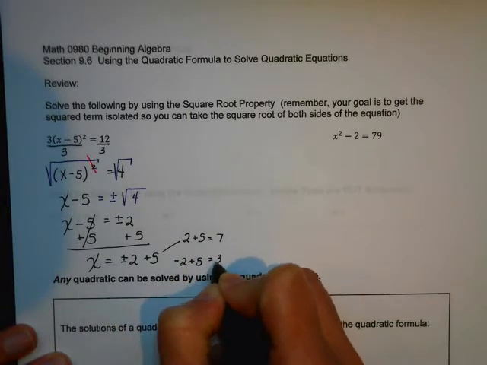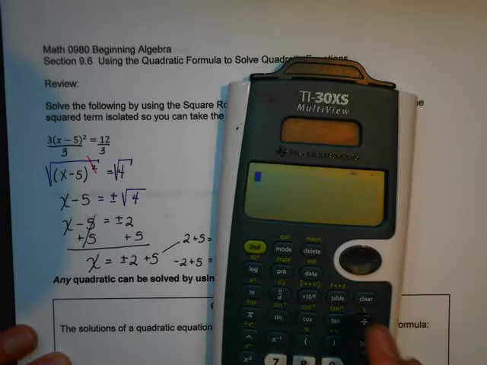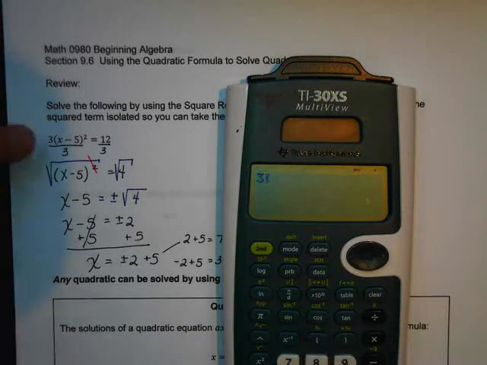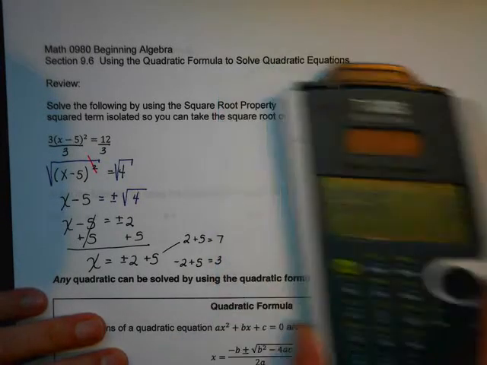And the nice thing about these is that you can check them. So the original problem is 3 parentheses x minus 5 squared. So I'm going to put 7 in for x. Did we get 12? Yep. And then we'll go ahead and put 3 in. 3 minus 5 squared. So you can check them, right? You can check those out pretty easily. All right, let's see how you did on this one.